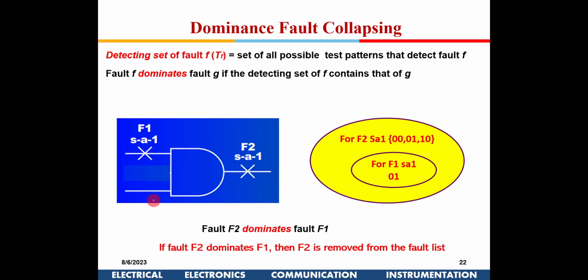F2. Why f2? If I find out f1, because there is only one test vector, here f2 dominates f1. Which is dominating, I remove that. If I find this stuck at 1 and I am giving the 0 1 test vector, obviously this is also covered by that. So if f2 is dominating f1, then I can remove f2. Is it okay?